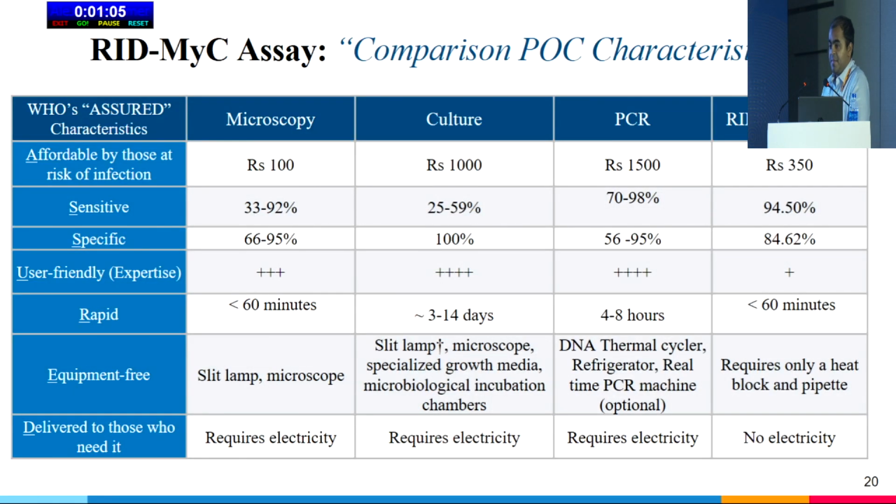Now, coming back to the ASSURED criteria, we compared how it aligns with WHO's criteria for a point-of-care test. RHYTHMIC is the only assay which can be performed without electricity. It takes less than 60 minutes, with a mean time of only 45 minutes. The sensitivity and specificity are comparable to PCR. At this point, it costs 350 rupees per sample, but there's no batch effect like in PCR. Each sample costs the same, which will come down with mass production.